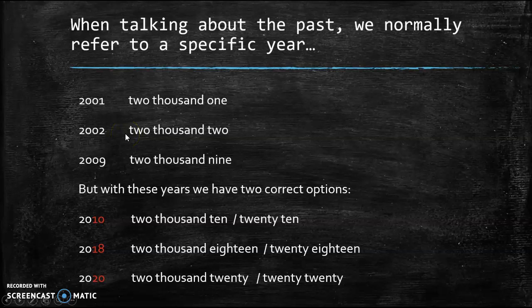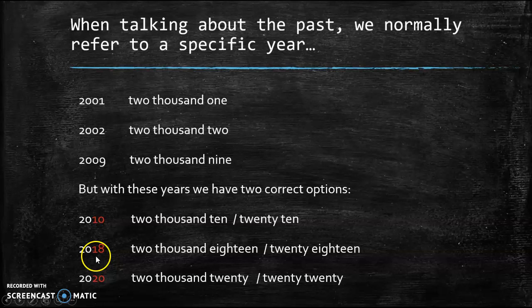In the case of these numbers, we will say two thousand one, two thousand two, two thousand nine. But with these years, we have two correct options. Two thousand ten, or we can as well split the number in two and say twenty ten.